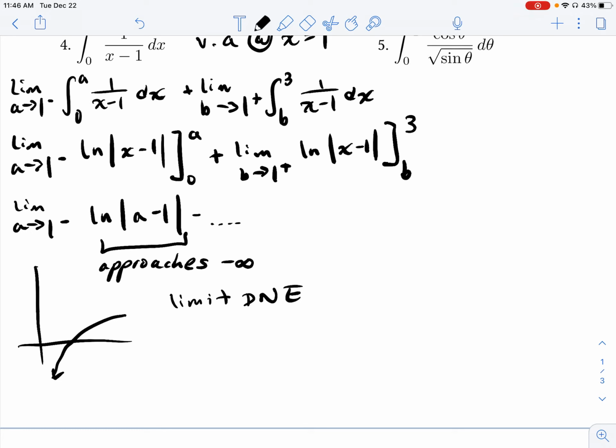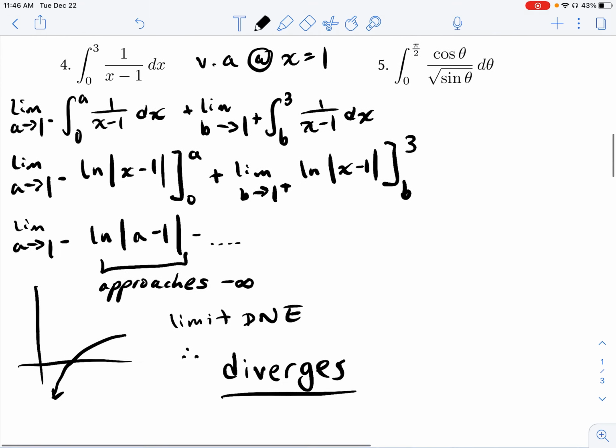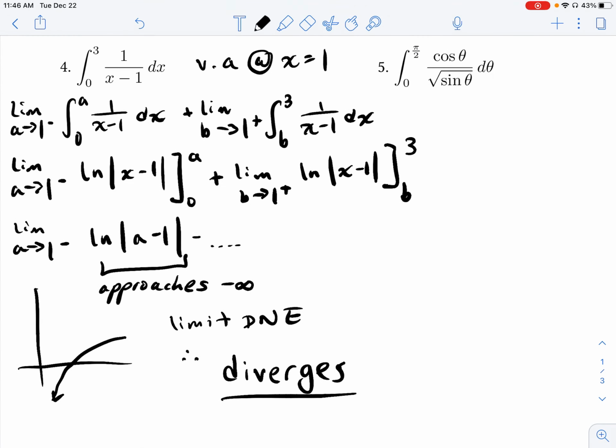And if the limit doesn't exist, we can therefore say that this particular improper integral does not converge, it actually diverges, okay? So this is our first example of an improper integral that we've tried to evaluate analytically that does not converge. This particular one diverges, okay?